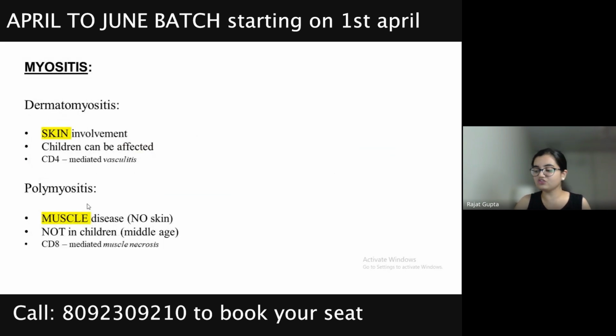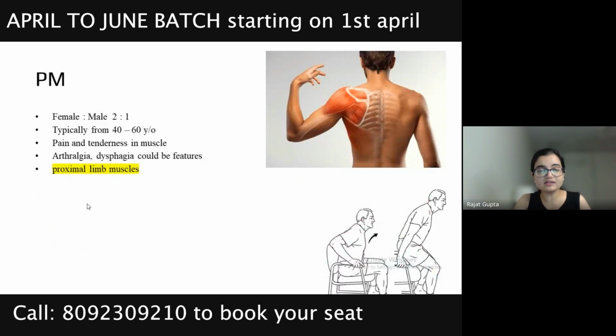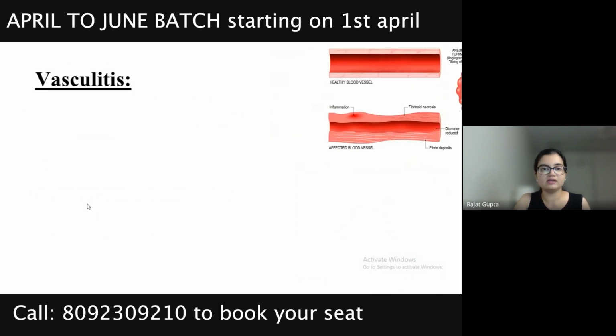Myositis, if it's just dermato, it is skin. If it's poly, it is muscle. In dermatomyositis, we're going to get these violet color rashes or papules. And in polymyositis, it's proximal muscle involvement. Investigation, muscle biopsy is confirmatory.